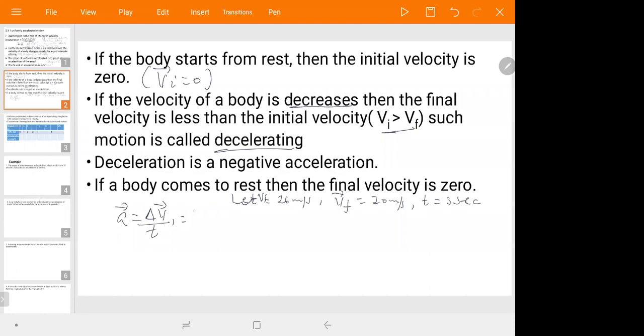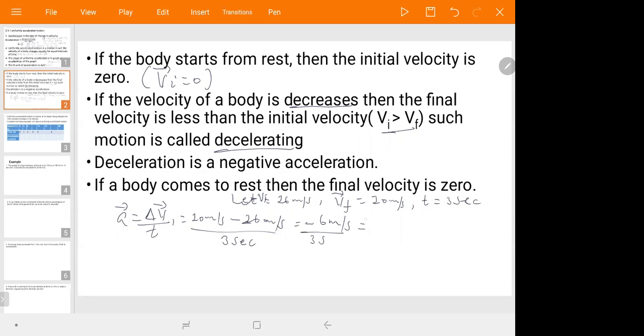For example, 10 meters per second minus 16 meters per second, divided by 3 seconds. When you subtract 10 minus 16, how much will you get? Negative 6 meters per second, divided by 3 seconds.